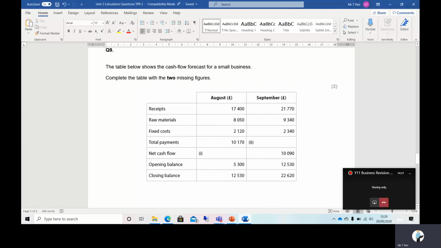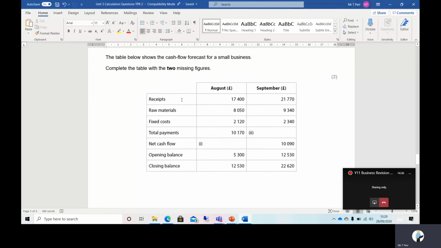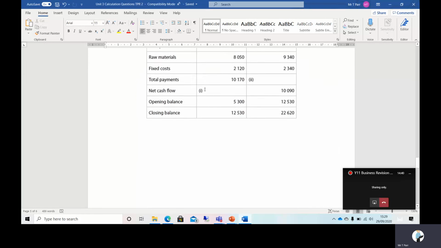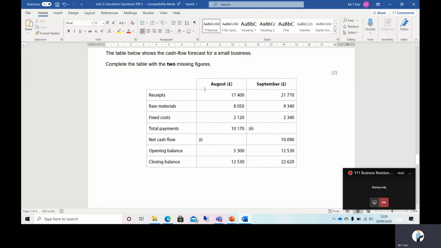Okay, so here we've got a cash flow forecast for a small business. It says we've got to complete the table. Now there's a few terms in here which you might not necessarily be familiar with, or you're familiar with, but you might have missed it. The first word there is receipts. Now, what your understanding of receipts is might be that bit of paper you get after you buy something from a shop. It's confirmation that you purchased something. A receipt in a business is basically your sales. The money you've made from selling your product or your service. So receipts in this case is an inflow. It's your total inflows.